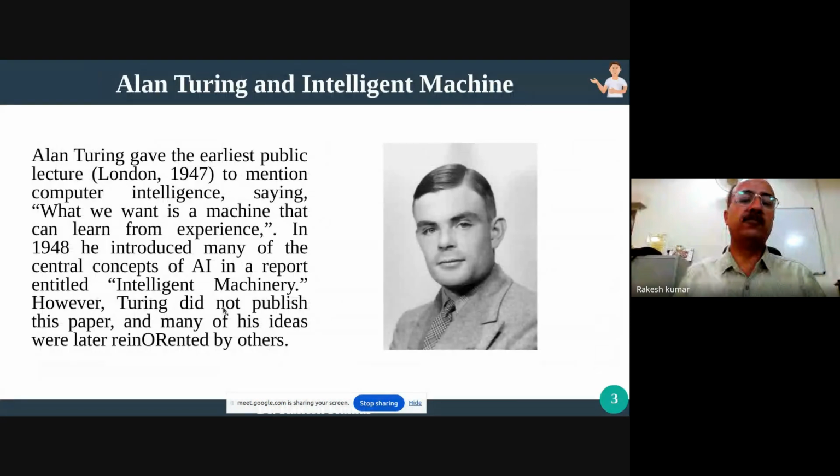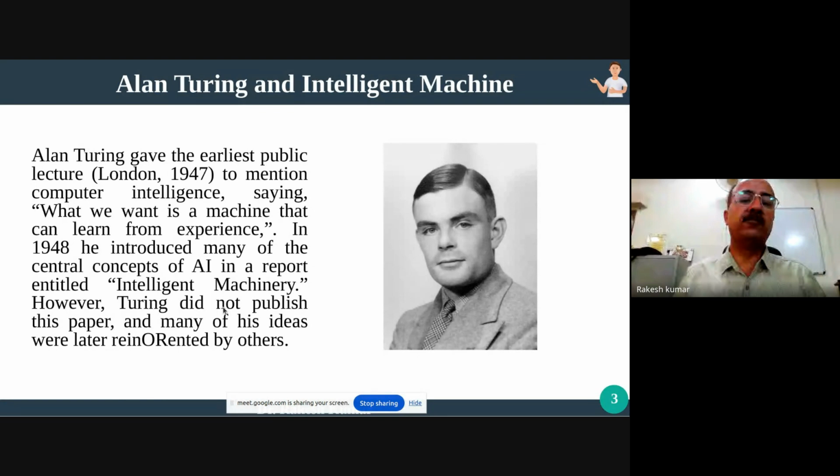I think the person who has contributed the most to the field of artificial intelligence is the scientist Alan Turing. You are seeing his picture on the screen. Alan Turing was a mathematician as well as a computer scientist from the United Kingdom. In 1947 in London, Alan Turing gave the earliest public lecture to mention computer intelligence. At that time, he was of the opinion that a time would come when machines would be intelligent. But he never used the word artificial intelligence. He said only that machines would be intelligent and able to play games like chess.